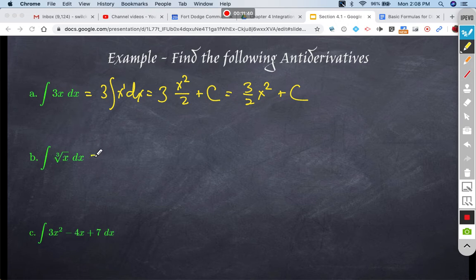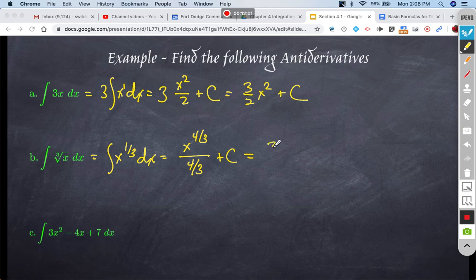When I take this one, I'm going to first rewrite this as x to the 1/3 power. So that's going to be our rule: we add 1 to the power, divide by our new power, and add our constant. Dividing by a power is multiplying by the reciprocal. So I'm going to write that as 3/4 x to the 4/3 plus my constant.